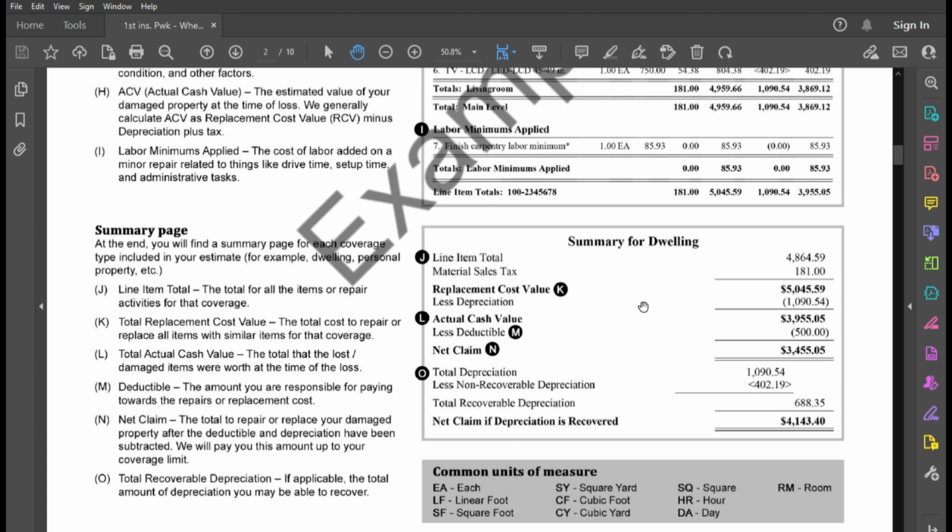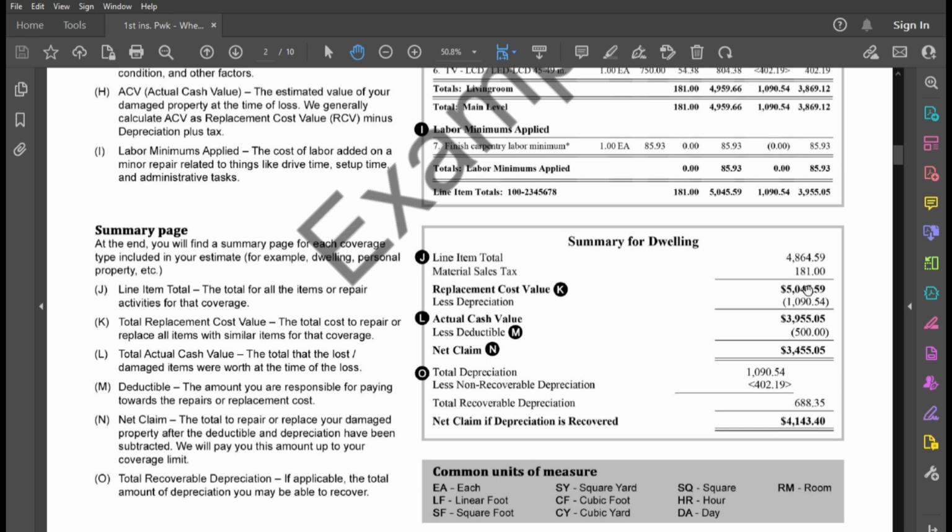Now, your line item total is just going to be this number, okay? But if you add the 181 for tax, you're going to get the RCV, right? Because you're always going to add the tax to the RCV, and that's going to get you this number. This first section is simply that. Okay, it's breaking up the line item total and the tax to get your replacement cost value. This is what they think it will actually cost to make it new again.